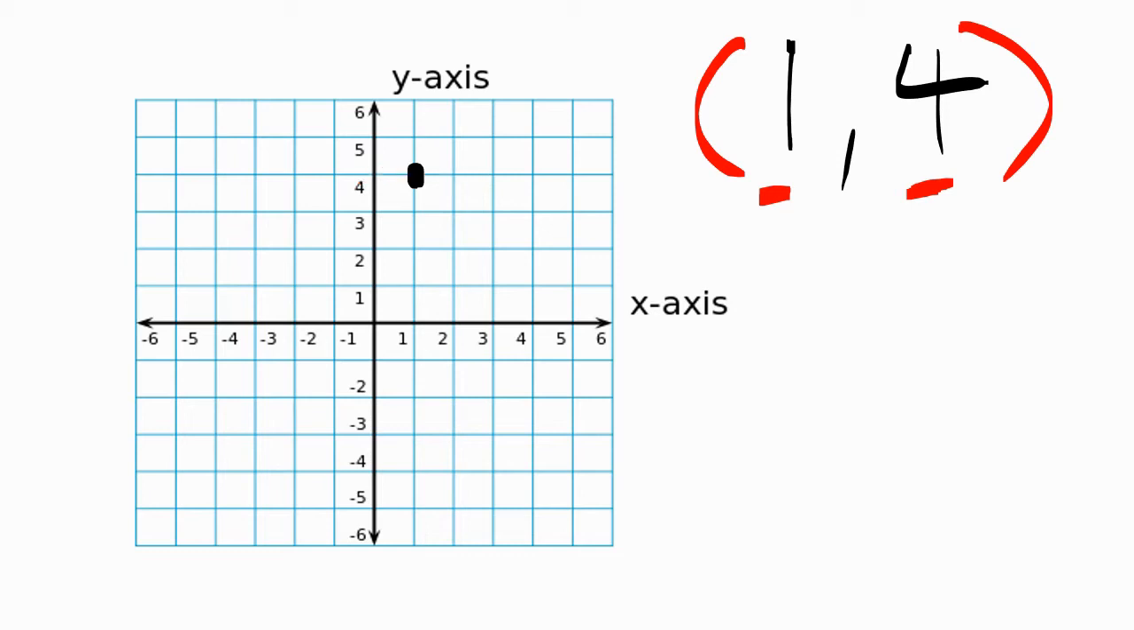That spot right there. That spot, my dear student, that little black dot in that blue circle is coordinate value, or let's say Cartesian plane value 1, 4. Let's do another one.